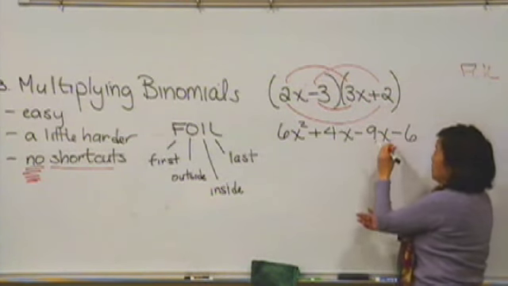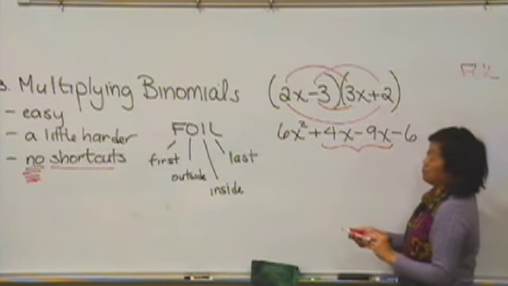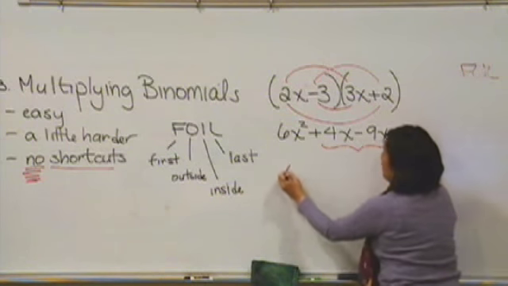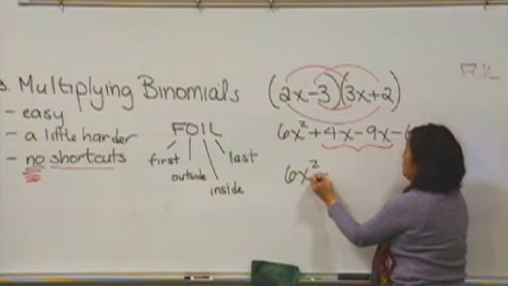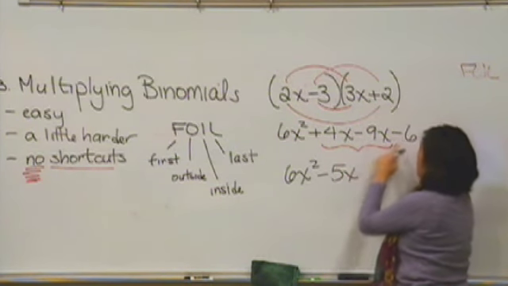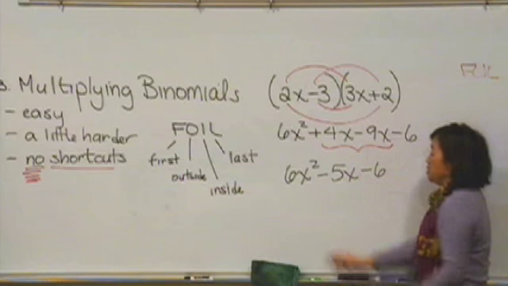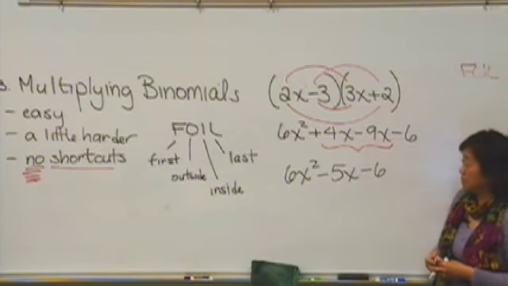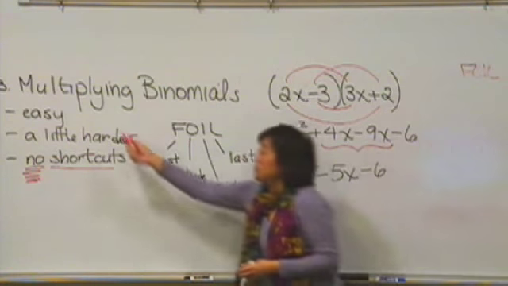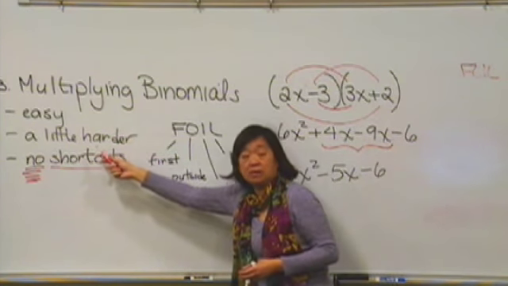Negative 3 times 2 is negative 6. And then notice that, again, in these two here, we can combine together. So we're going to have 6x squared, 4x minus 9x is negative 5x, and here we have a negative 6. So our answer would be 6x squared minus 5x minus 6. So we did an easy one, and we did one that's a little harder.